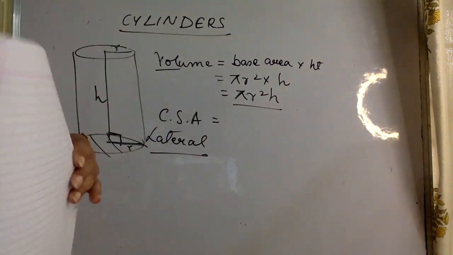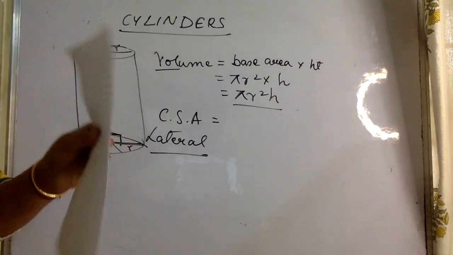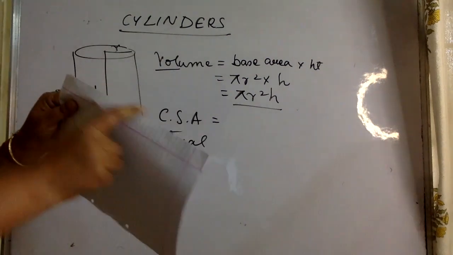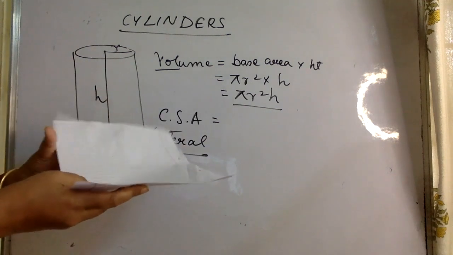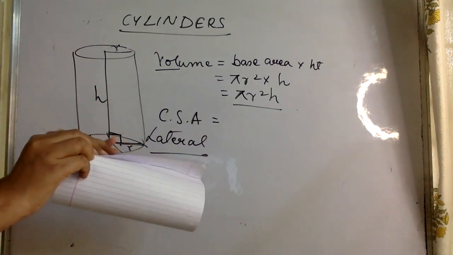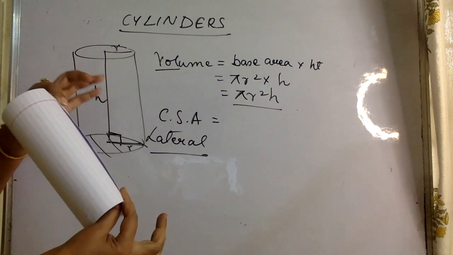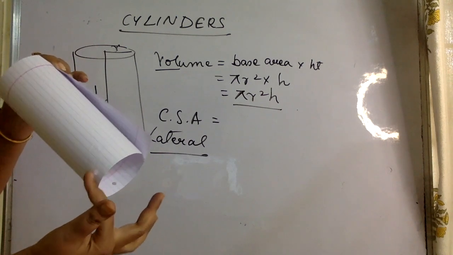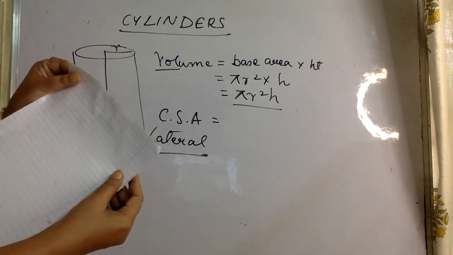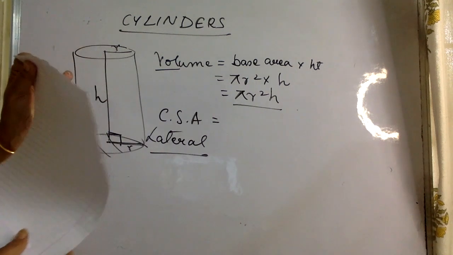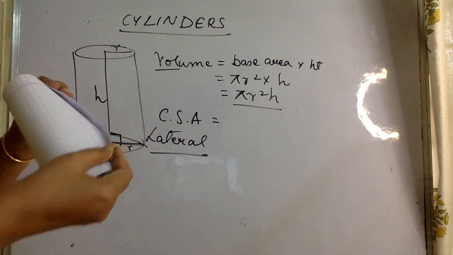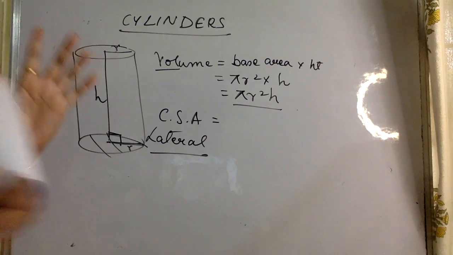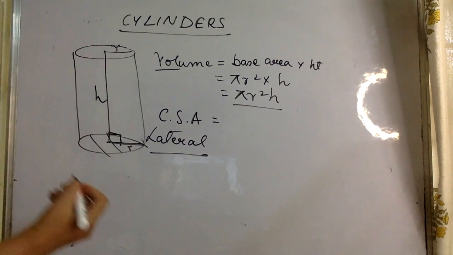For the curved surface area or lateral surface area, I want to tell you something. Here I have a sheet of paper which is rectangular in shape. This is the length of the paper and this is the breadth of the paper, and I have made a cylinder out of it. Do you notice that the circumference of this base circle is nothing but the length of the paper? And the height of the cylinder is nothing but the breadth of the paper.